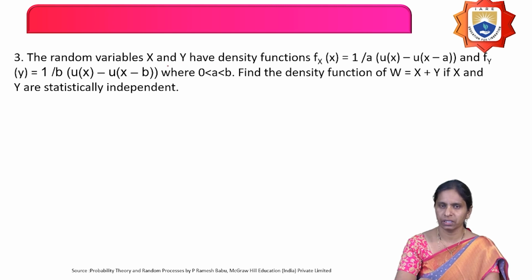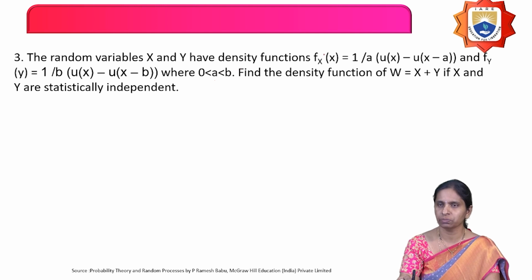Next, one more thing: I have given that the random variables x and y have the density functions fx of x equals 1 by a into u of x minus a, and fy of y equals 1 by b into u of y minus b, where the values of a and b are positive, and the value of a is less than the value of b.